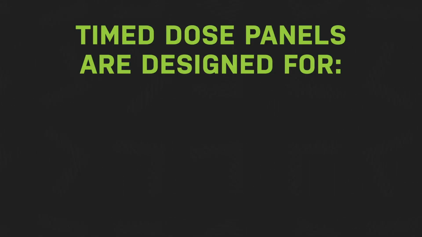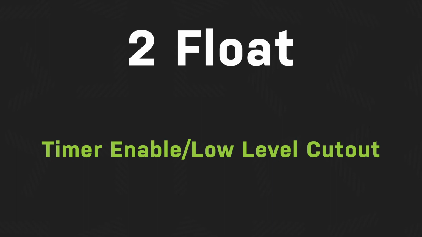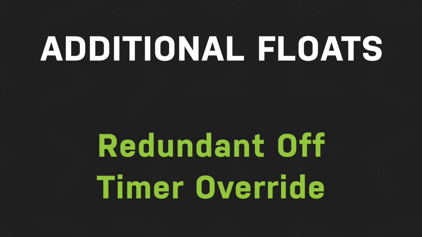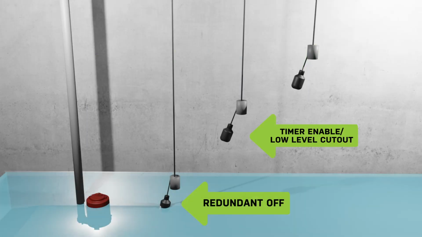SJE Rhombus time dose panels are designed for 2, 3, or 4 float operation. 2 float operation consists of timer enabled / low level cutout and alarm floats. Additional floats that can be added are the redundant off and timer override floats. The optional redundant off float is designed to ensure the pump turns off when the tank does not have enough liquid to warrant a dosing sequence. This float is mounted below the timer enabled / low level cutout float. It is the lowest float in the tank.